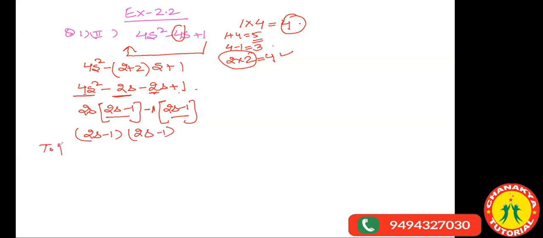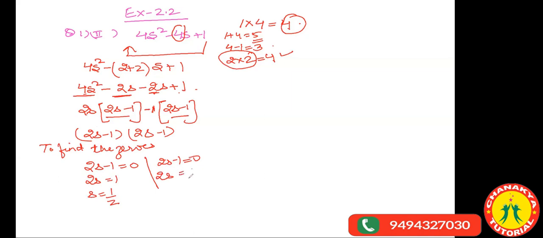Now to find zeros, put them equal to 0. Then 2s minus 1 will be equal to 0 and 2s minus 1 will be equal to 0. Then 2s is equal to 1 and the value of s will be 1 by 2. And here also the value of 2s is 1 and the value of s is 1 by 2. Now find the sum first of all. Sum of zeros will be 1 by 2 plus 1 by 2, which is 1. Then the product will be 1 by 2 multiplied by 1 by 2, which is 1 by 4.